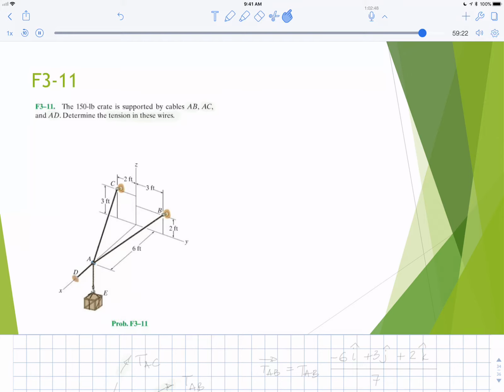In this problem, we're given that AB, AC, and AD are all wires in tension. That'll help us draw the free body diagram to find those forces. Again, notice it's a 3D problem and there are 3 unknowns. When it's a 2D problem, there are 2 unknowns. Let's draw the free body diagram first.